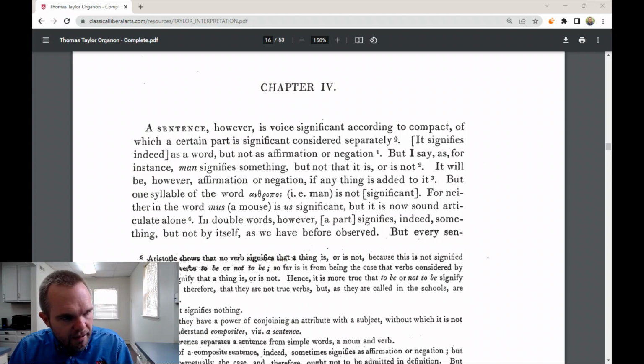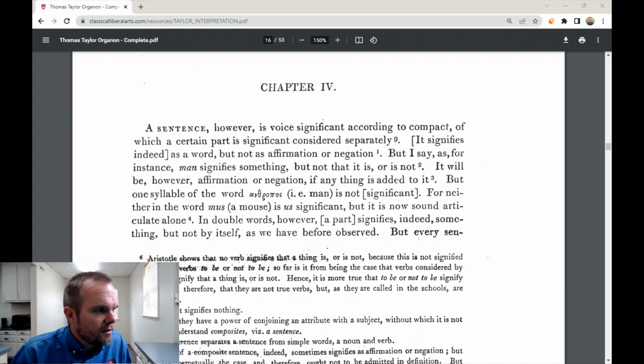What makes speech unique and of interest to us is that it is composite, it's made up of simple parts that do signify separately. Okay, so we have there a working definition of a sentence. A sentence is voice significant according to compact, of which a certain part is significant considered separately.